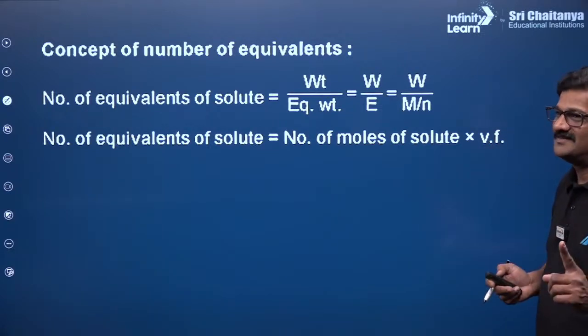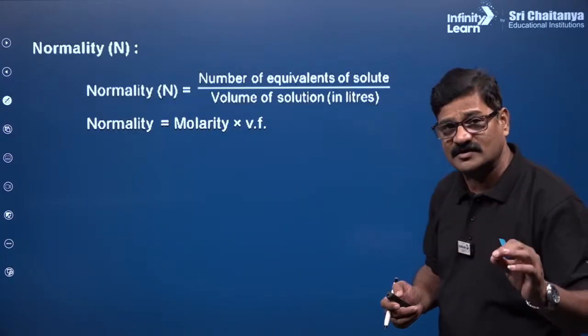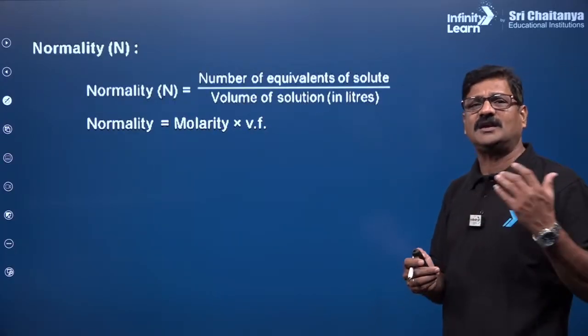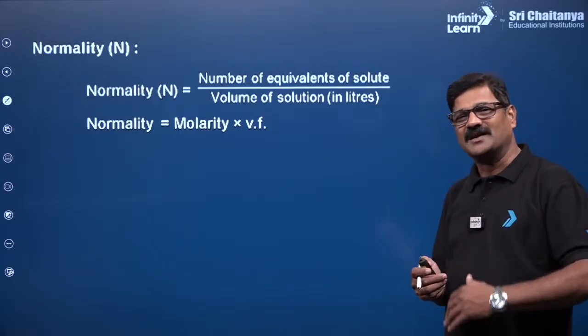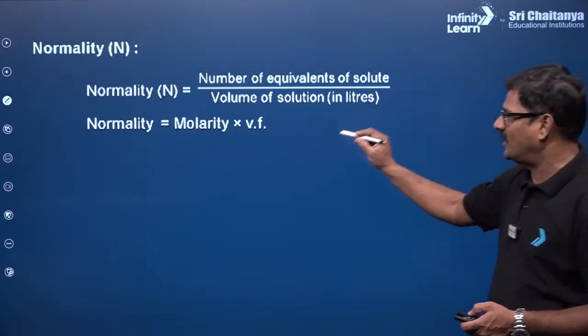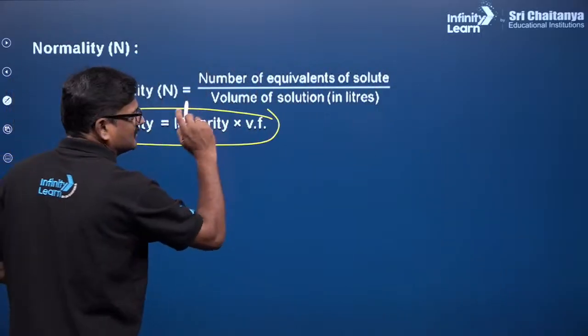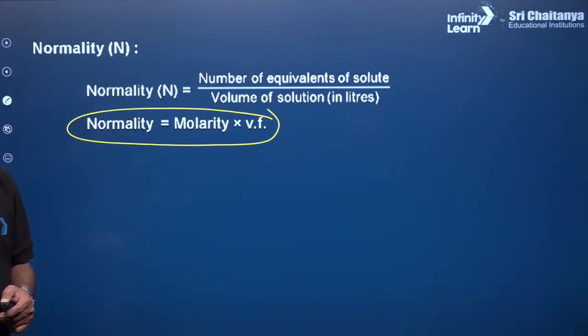Clear? That's good. Now normality, if you take moles, molarity. If you take equivalents, that is normality. So the relation between the normality and molarity is normality is equal to molarity into valency factor, right?